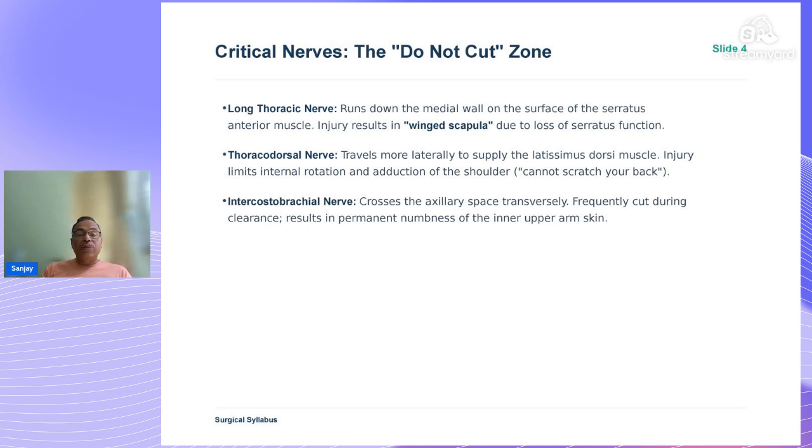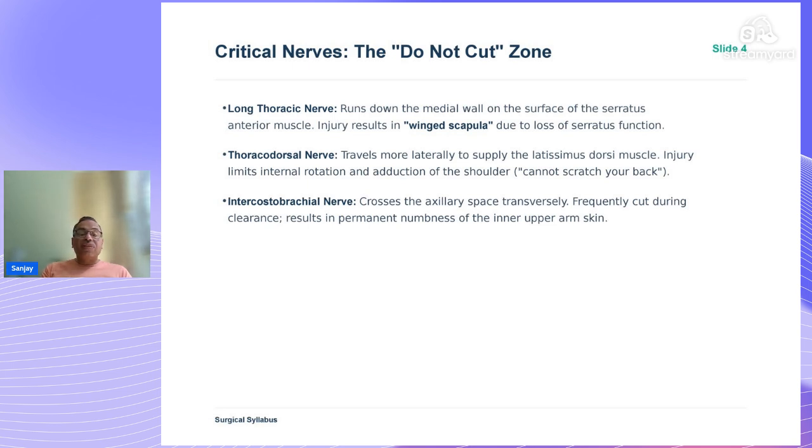The second nerve which should be preserved and very careful about is the thoracodorsal nerve. This nerve travels more laterally to supply the latissimus dorsi muscle. Injury of the thoracodorsal nerve may limit the internal rotation and adduction of the shoulder. That means you cannot scratch your back. And the third nerve which should be preserved is the intercostobrachial nerve, which crosses the axillary space. Frequently, it may be transected during clearance, resulting in permanent numbness of the inner upper arm skin.